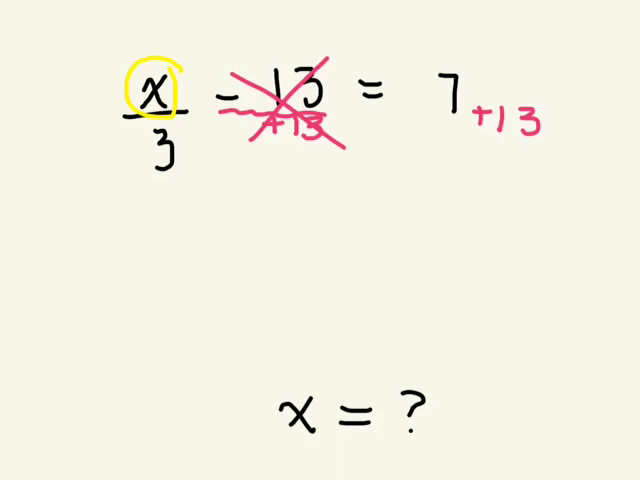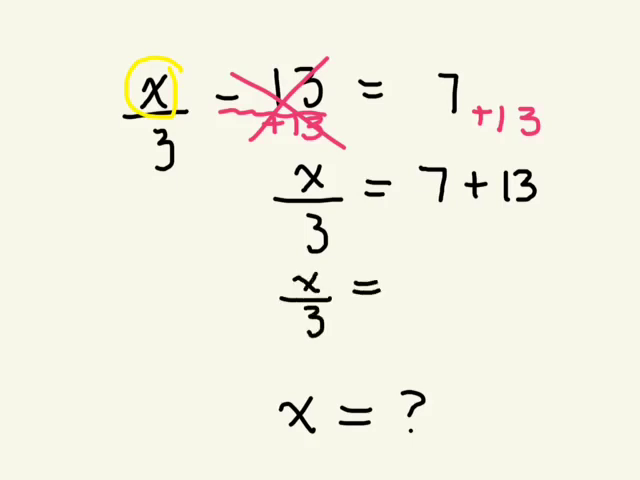So what do I have on my left side? X divided by 3. Good. X divided by 3 equals 7 plus 13. Can you simplify that? Equals 20. Good. Okay, so now that we have x divided by 3, you're always doing the opposite operation.